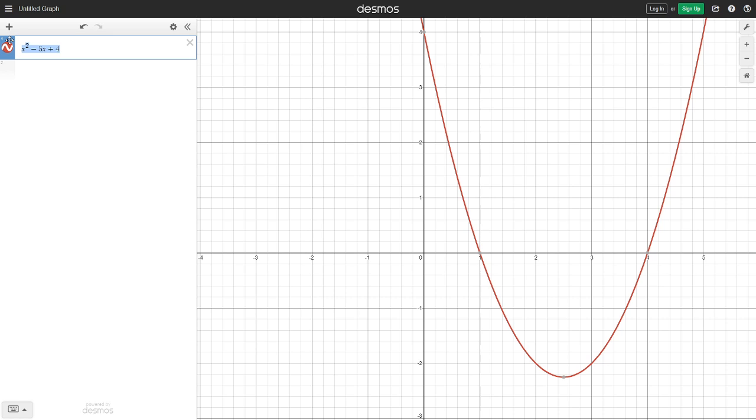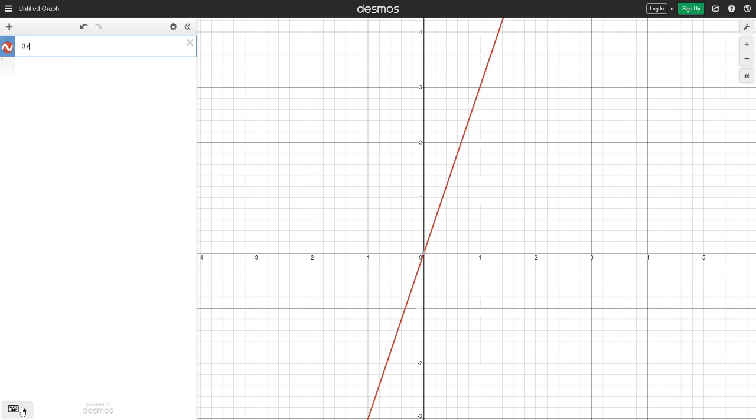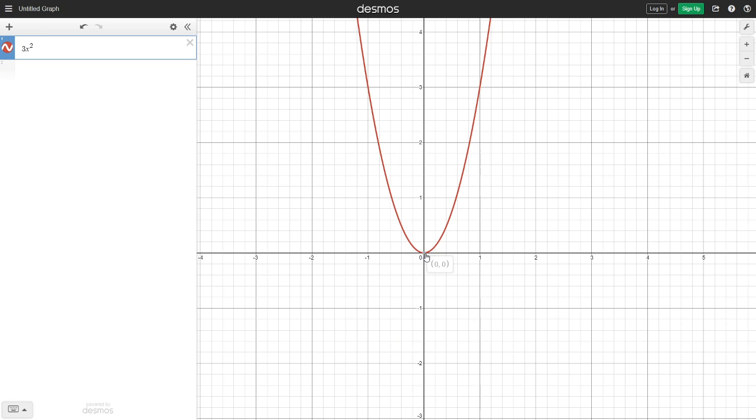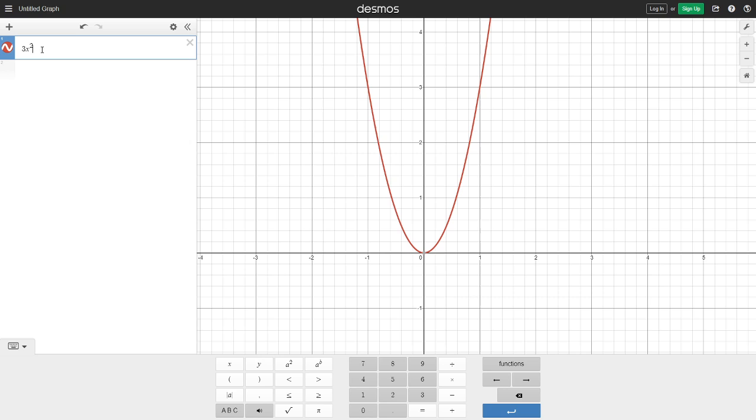f of x equals 3x squared. So in this case, it only barely touches the x-axis and then goes back up. So in this case, there would be 1 zero, and that would be x equals 0 because that's where it touches the x-axis. So x equals 0 is the only zero. And let's look at one more here.